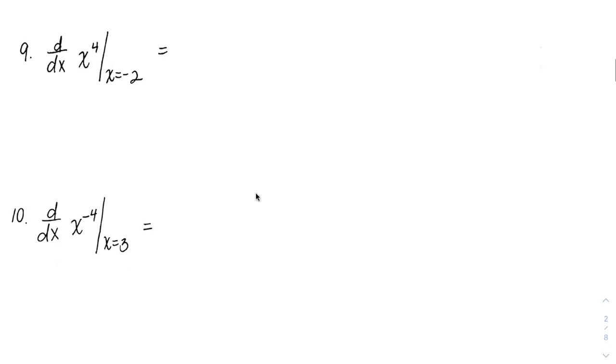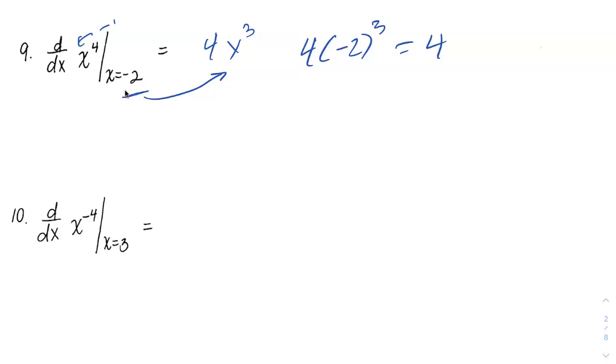So we want to take a derivative of x to the 4th at x equals negative 2. So the derivative of x to the 4th, just bring it down, subtract 1 off. I get 4x cubed, and now we want to sub in negative 2. So 4 times negative 2 cubed, 4 times negative 8, which equals negative 32.